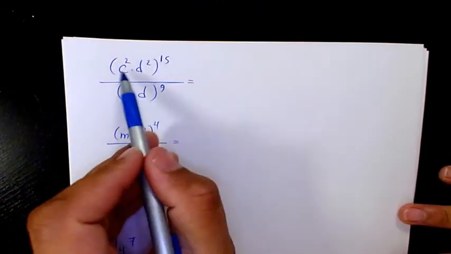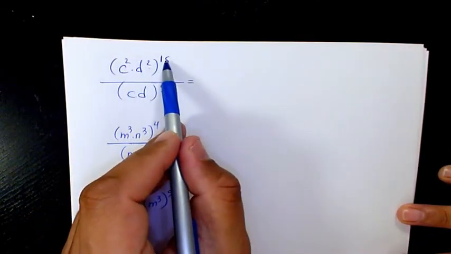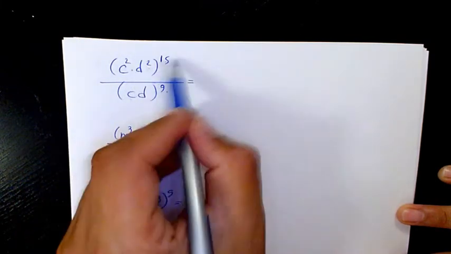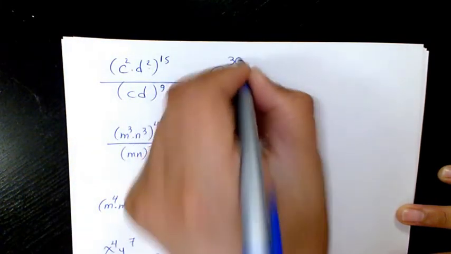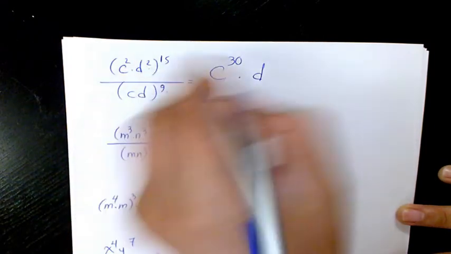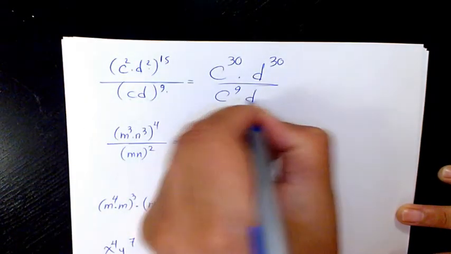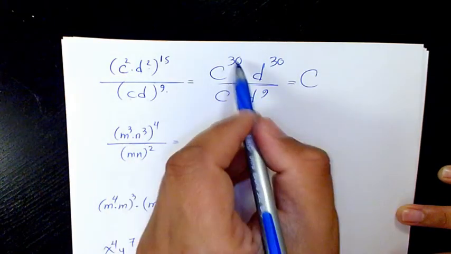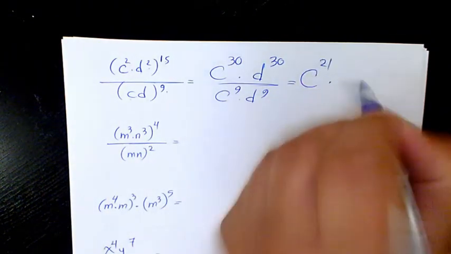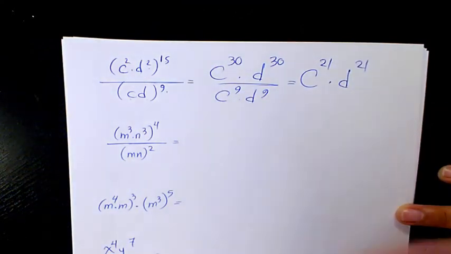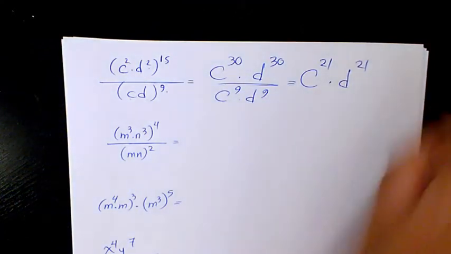Next one. C squared d squared to the power of 15 divided by cd to the power of 9. So c to the power of 2 to the power of 15 is going to be c to the power of 30. D to the power of 2 to the power of 15 is going to be d to the power of 30. C to the power of 9, d to the power of 9. So it's going to be c to the power of 30 minus 9 is 21. D, 30 minus 9 is going to be 21. So c to the power of 21 times d to the power of 21.